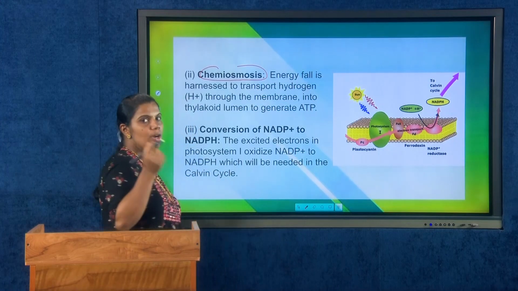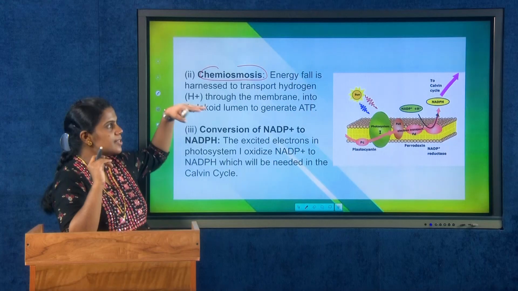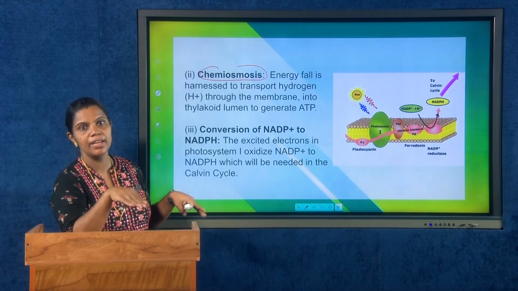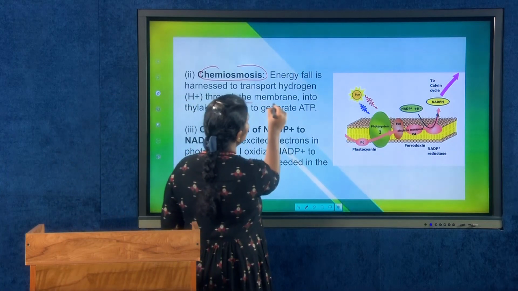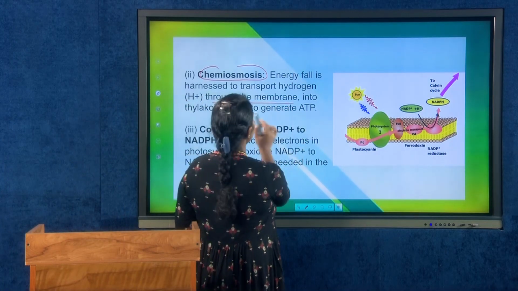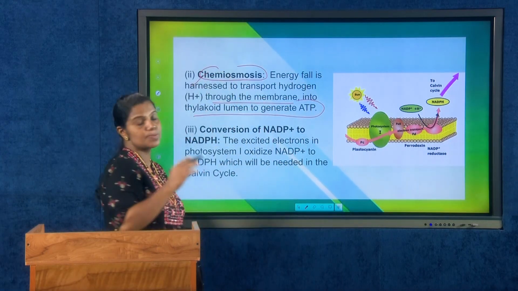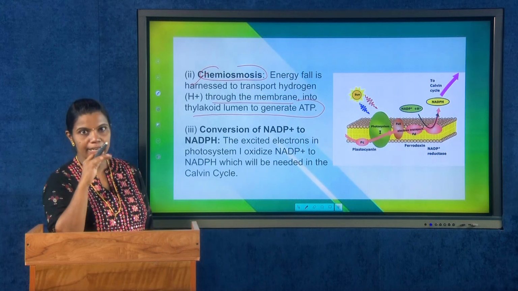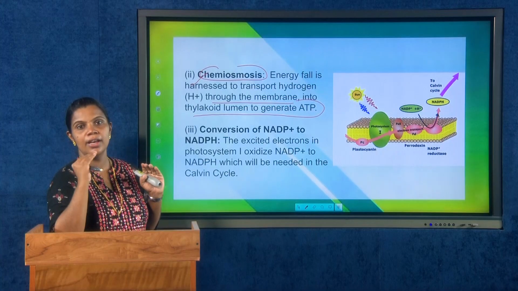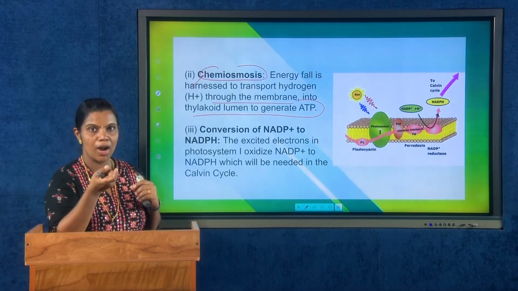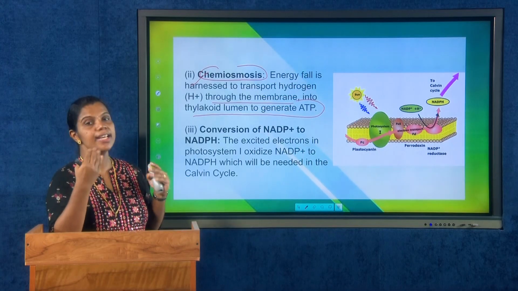chemiosmosis. What is the process of chemiosmosis? The energy fall through the electron transport chain is harnessed to transport H plus through the membrane into the thylakoid lumen to generate ATP. So, this is the chemiosmosis process. Here the energy fall across electron transport is harnessed for what? To transport hydrogen for generating ATP.